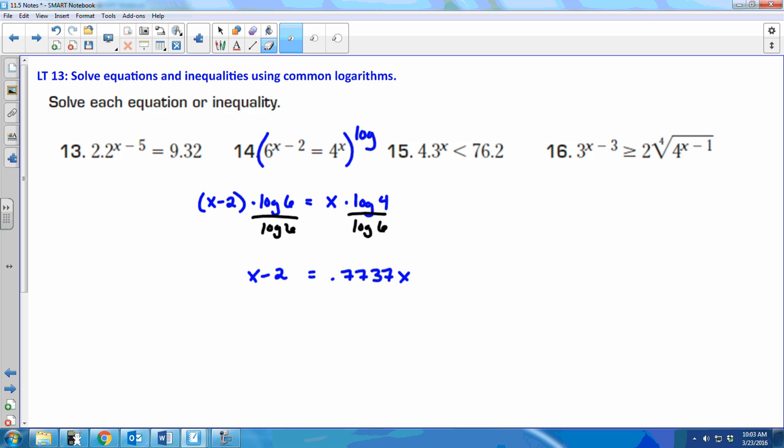Now it's just an algebraic equation. I have 1x minus 2 equals 0.7737x. If I'm going to solve this equation, I have to get all the x's on one side and all the constants on the other. So even though there are ugly gross decimals, that's all we're doing. You could subtract either x, it doesn't matter. Since there's only one x on the right-hand side, I'm going to go ahead and subtract one x, so I don't have to move everything all over the place.